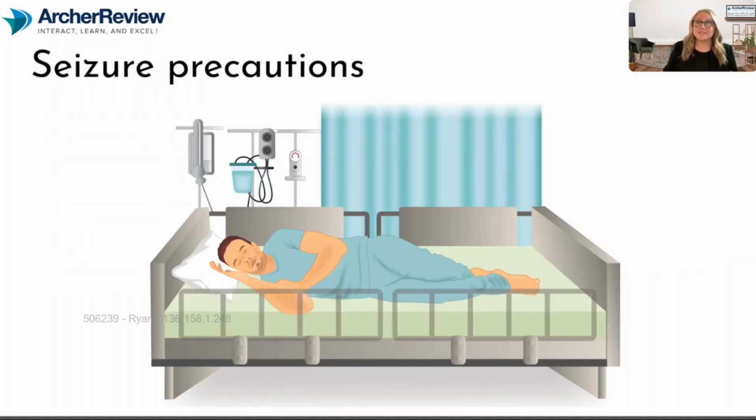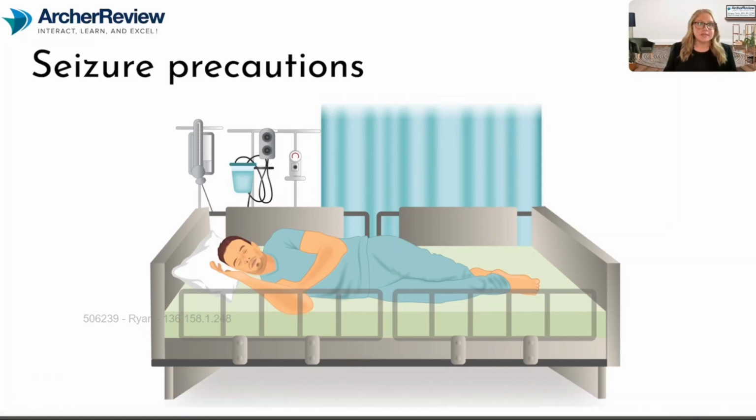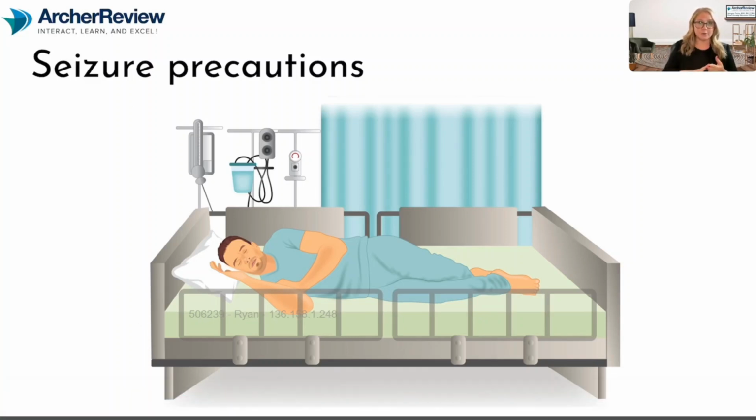Now let's talk about some precautions, not your isolation precautions, but some other precautions you can take to keep your client safe. Starting off with seizure precautions. If you know your client is at risk for a seizure, the first thing I want you to do is check that oxygen and suction are available and working at the start of your shift.